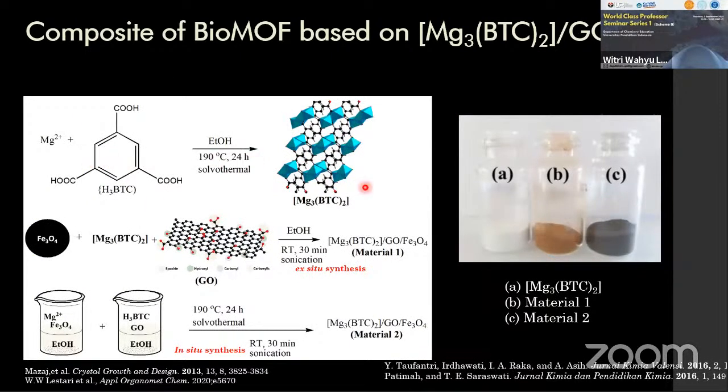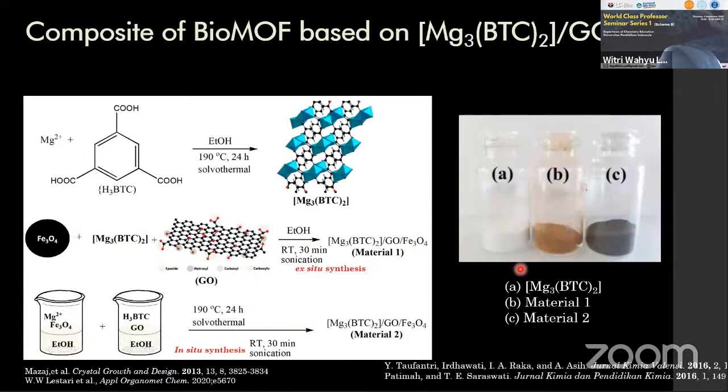The first approach is how to synthesize the MOF itself, and then the second approach is how to modify this MOF ex situ. Ex situ is when the MOF is built up first, and then modified with graphene oxide and the iron nanoparticle, to form the first material. And then in situ is when the starting materials of the MOF and the graphene oxide and the iron oxide are mixed directly, and then we put it in the solvothermal, and we have material 2, the in situ synthesis.